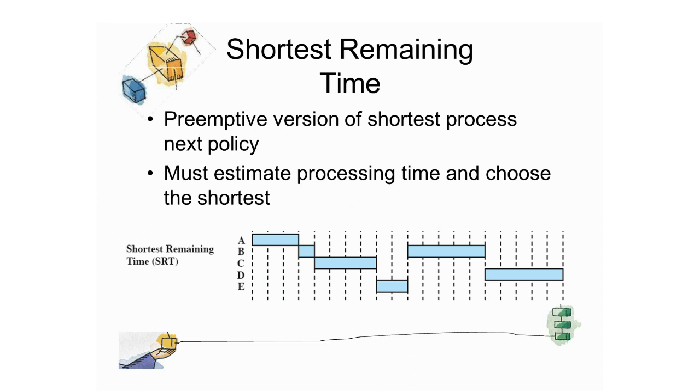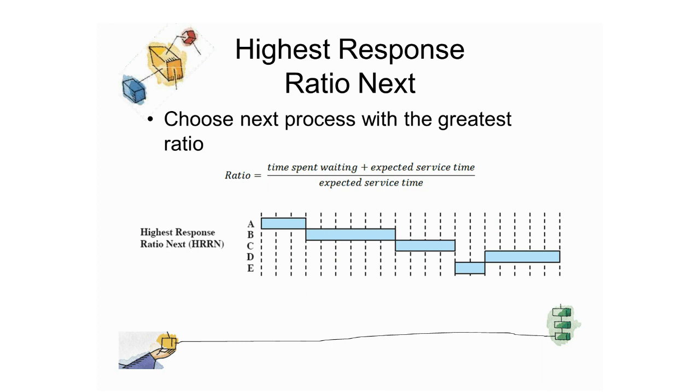And the third is shortest remaining time. It is a preemptive version of the shortest process next policy. It must estimate processing time and choose the shortest. The fourth is highest response ratio next. Choose the next process with the greatest ratio. Get the ratio from the time spent waiting plus the expected service time, and divide by the expected service time.